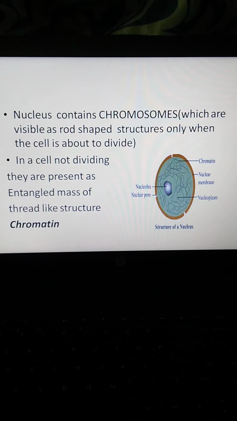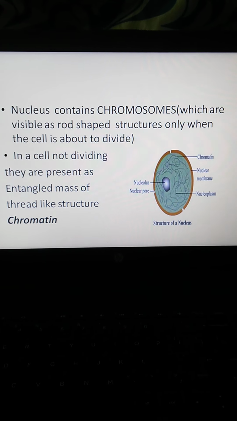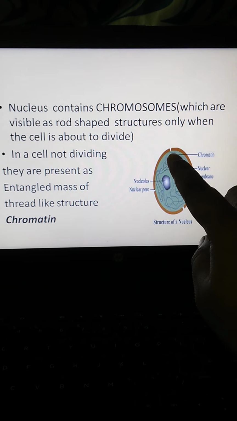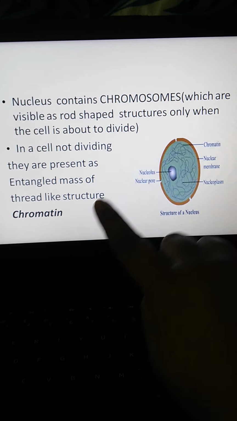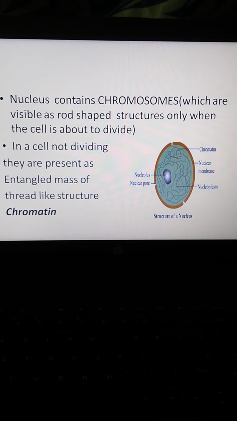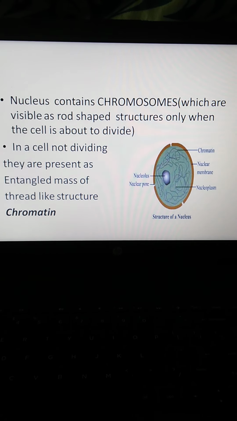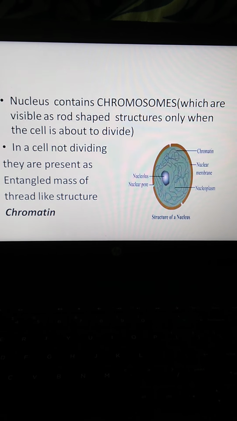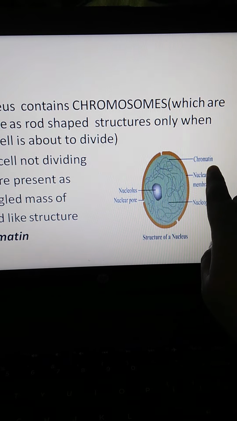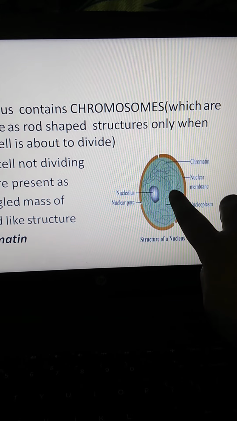Nucleus contains chromosomes which are visible as rod-shaped structures only when the cell is about to divide. Before discussing chromosomes, we should know what chromatin is. Here it is written, what is chromatin? In a cell which is not dividing, they are present as an entangled mass of thread-like structures called chromatin. Can you make out these thread-like structures which are entangled with each other?